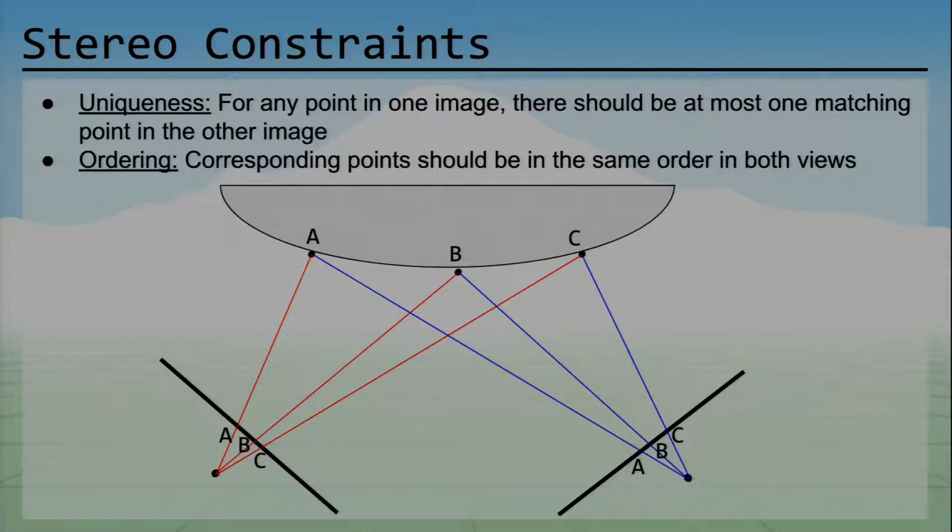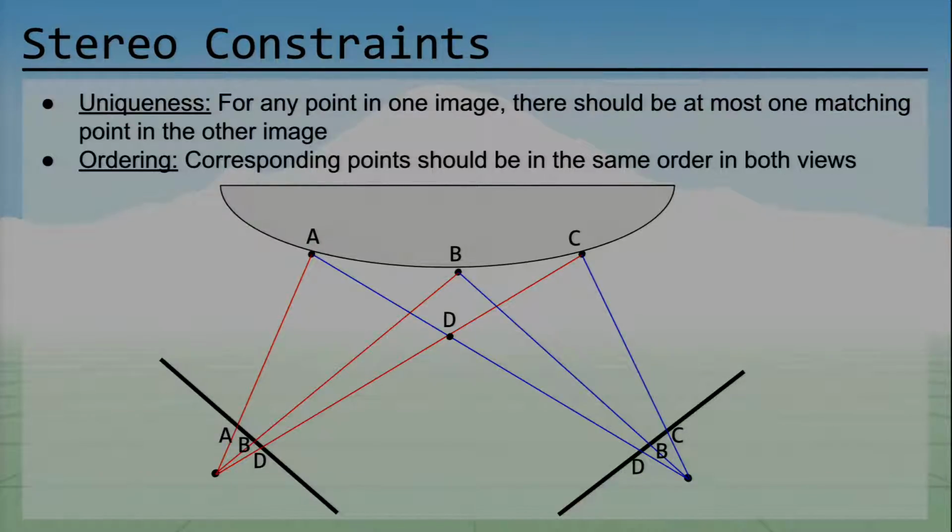We also have another constraint, ordering. For example, if we have these feature points A, B, and C, they have to be in the same order in the left image as they are in the right image. So here we have A, B, and C, and if we do the matching correctly, we match up the two A rays, the B rays, the C rays, we get in the left image A, B, C, and in the right image A, B, C. Perfect.